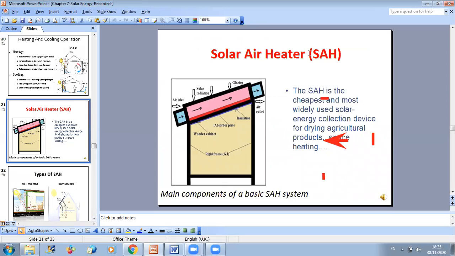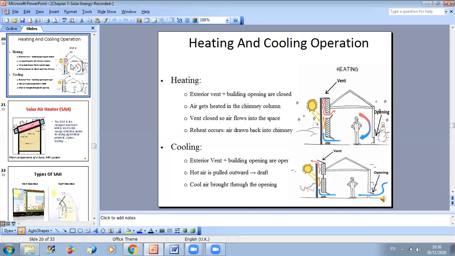Now, Miss, can you re-explain the stack effect? Yes, the stack effect just relies on heating and increasing temperature for air motion. When air passes through the solar chimney, what will happen? When you draw air to this side, when it goes through the chimney, it will be heated by the solar energy, so the temperature will increase. And because of the temperature increase, what will happen? The stack effect is mainly due to this.